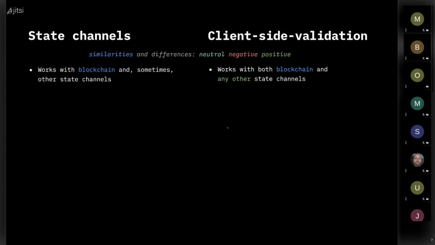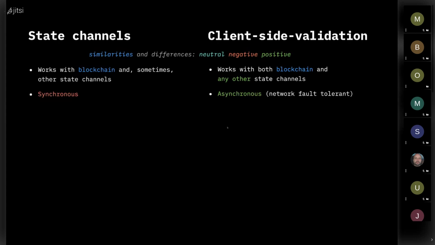With client-side validation, it is always possible. You can take any state channel, Lightning Network, you can take discrete block contracts, and you can put a client-side validation layer on top of them. So client-side validation can always extend any state channel solution.